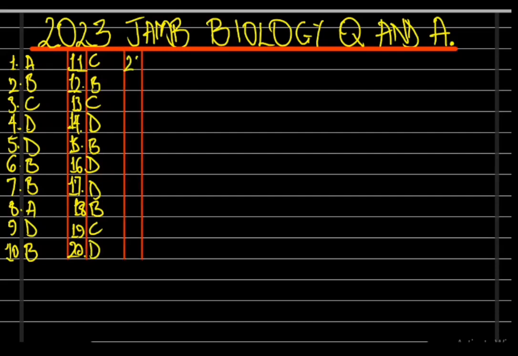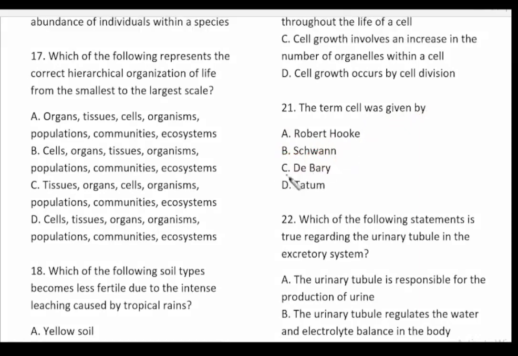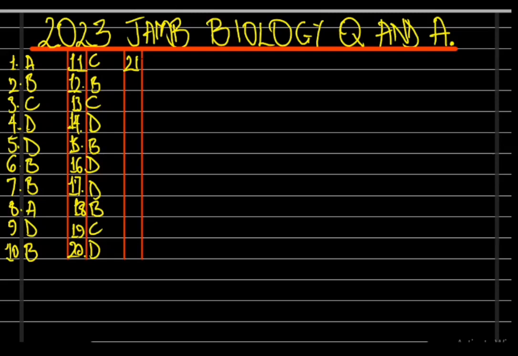So we move to question 21. The term cell was given by A. Robert Hooke, B. Schwann, C. De Bary, and D. Tatton. The person that actually gave the word cell its name is Robert Hooke. He was the first scientist to view the cork of an oak tree under his microscope, and he called all of the compartments that he saw cells. And that was how the name cell stuck. So it was actually named by Robert Hooke. That's option A. And then we have 22.